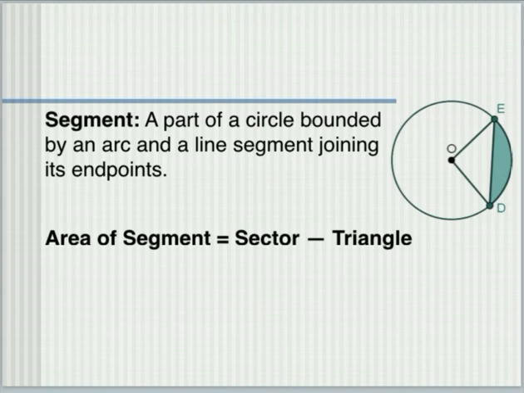In a circle, a segment is a part of the circle that's bounded or contained by an arc and a line segment that joins the endpoints of that same arc. So it makes this little sliver of a shape. You could kind of think of a segment as the pie crust on your pie slice. To find the area of that segment, that little sliver at the end of your sector, you would find the area of the sector and then subtract the area of the triangle piece of that pie slice. So you have just the sliver at the edge left.